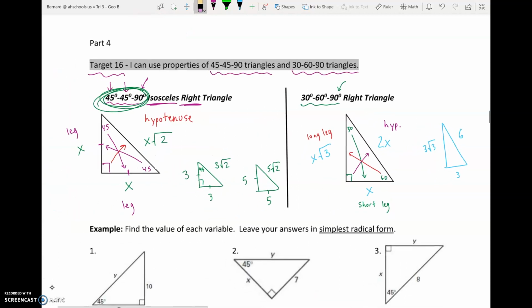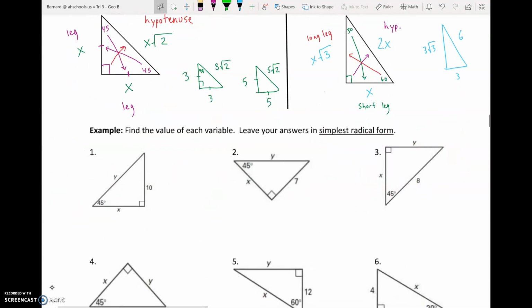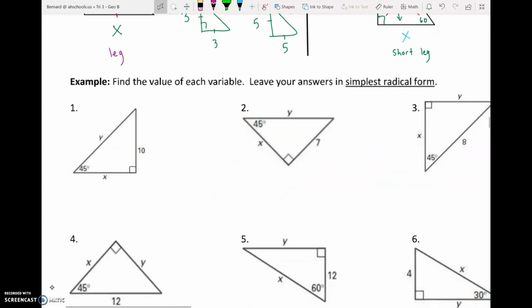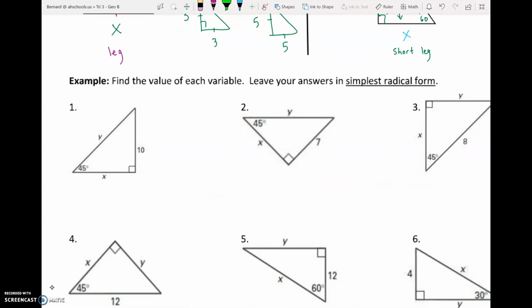So now let's do a couple practice problems. Notice it says leave your answers in simplest radical form. We'll do that often, but sometimes we'll just do decimals too. So don't worry too much about it.